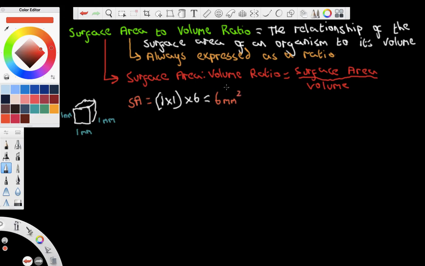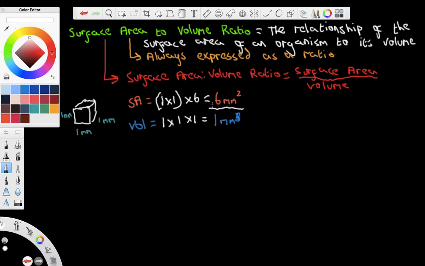Okay. Our volume, on the other hand, our volume is equal to 1 times 1 times 1. That means that our volume is 1 millimetre cubed. Okay, so there is a 3, not a 2. So 1 millimetre cubed.